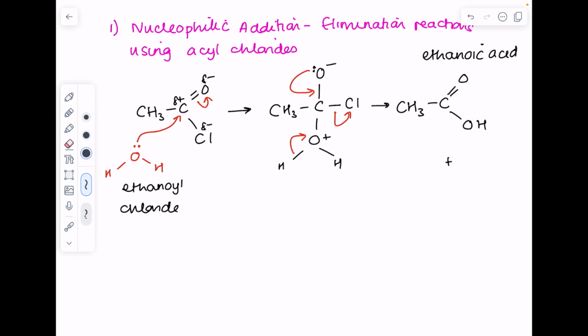So I'm just going to show that forming as HCl gas, which is kind of problematic because remember that's toxic, which is why, as I'll show you very shortly, we prefer to do this reaction using acid anhydrides because it avoids the production of HCl gas. So in this example, we used water as our nucleophile. What about if we choose ethanol?